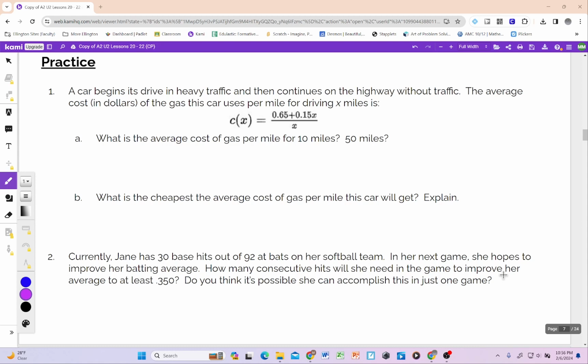So where do these numbers come from? I would guess here that a car beginning its drive in heavy traffic means it's hardly going anywhere, which means it's almost nothing. And so the 0.65 represents the fact that it costs 65 cents, in dollars, just for sitting in traffic because it hasn't gone anywhere. And then once the traffic is gone, maybe they just cleaned up an accident, then it's 15 cents per mile after that.